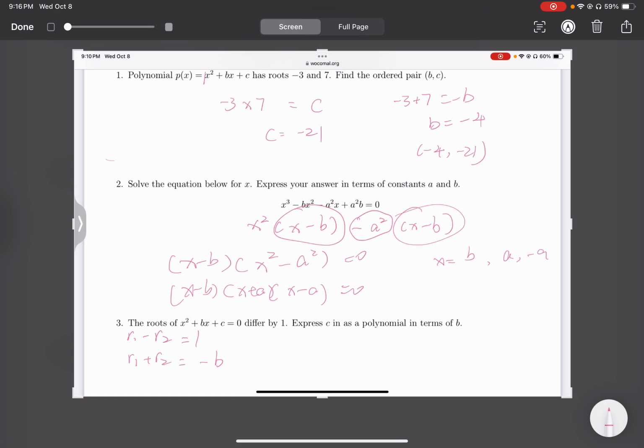We solve this system of equations, so we add them together. What we got is root 1 plus root 1 equals 1 minus b. So 2 root 1 equals 1 minus b. Root 1 equals 1 minus b, over 2. All right, what we have to do next. There's a product rule for Viete theorem which we can use. Root 1 times root 2 equals c.